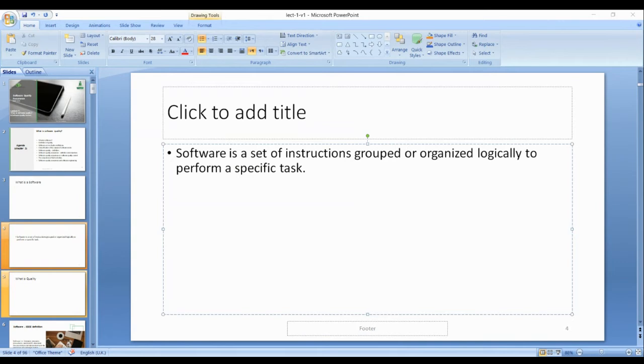For example, ATM system, hospital management system, Blackboard software we are using to have a lecture, Otis Plus we are using for registration. So there are several software. We are surrounded by software. Even microwave oven, our car, our automatic washing machine, mobile phone. So software is everywhere. And I'm using software to have slides. So software is a set of instructions grouped, organized logically, and the objective is to perform some specific task, khas, special task.